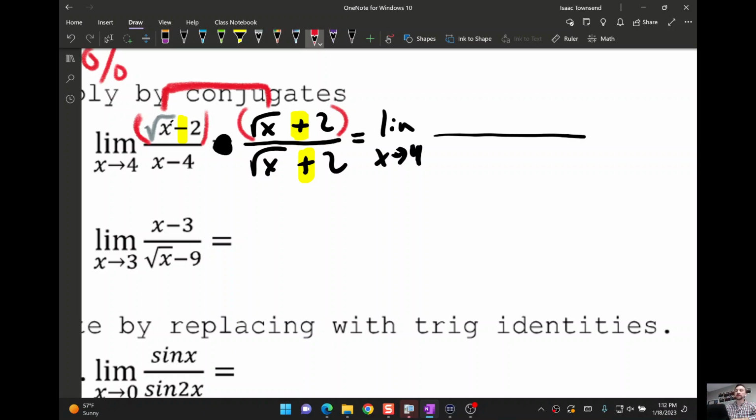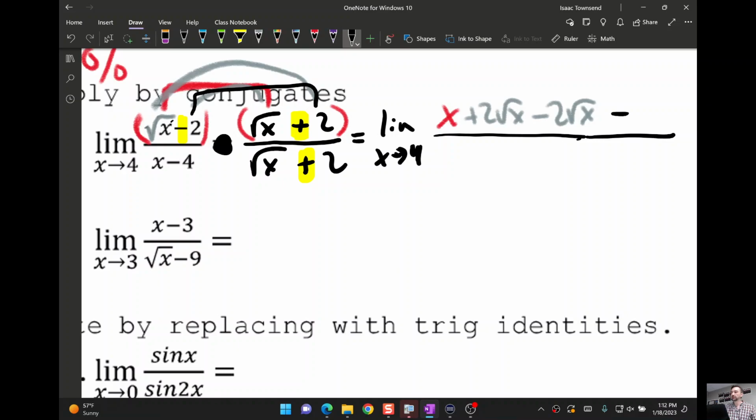Okay, so square root of x times square root of x is going to be x, the same way the square root of 3 times the square root of 3 reduces to 3, the same way the square root of 5 times the square root of 5 reduces to 5. You could do the outer part of FOIL and get 2 square root of x, and then the inner part of FOIL and get minus 2 square root of x. And I'll give you a little bit of a tip here. Last part would be minus 4.